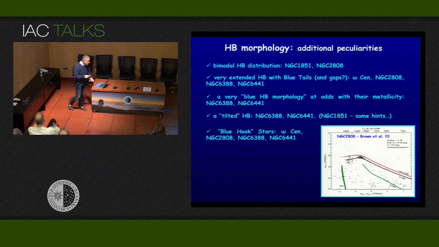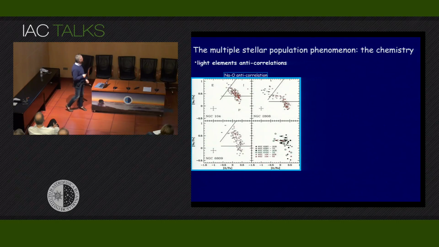So, how can we explain all these peculiarities in a general framework, as a whole? This was impossible until a few years ago. But a few years ago, a new player entered the game, and it was the discovery of multiple stellar populations in galactic globular clusters. I have no time to discuss in detail the many pieces of evidence of multiple populations, so I provide you just a summary.